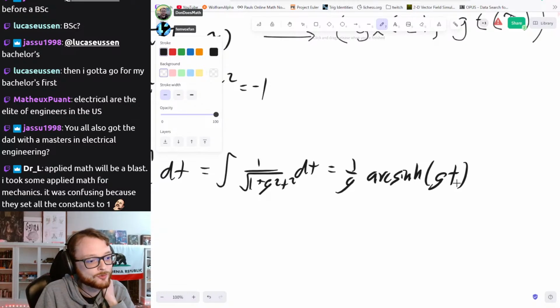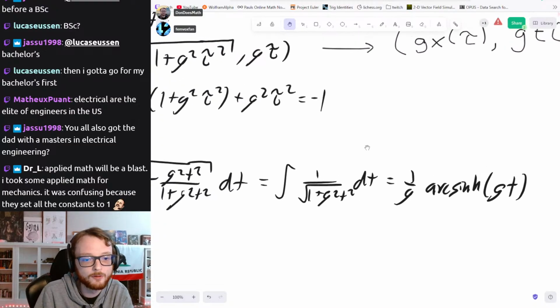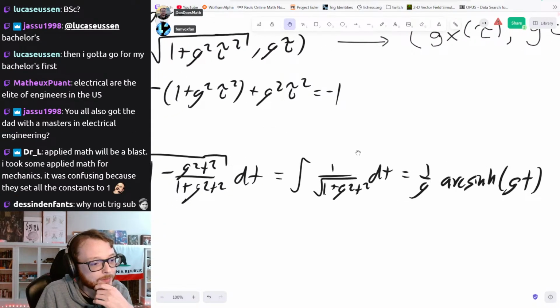Electrical engineers are the elite of engineers in the US. I haven't heard that, but I don't know. Applied math will be a blast. I took some applied math for mechanics. It's confusing because they set all the constants to 1. Why not trig sub? Because I'm lazy and would rather use the answer key.